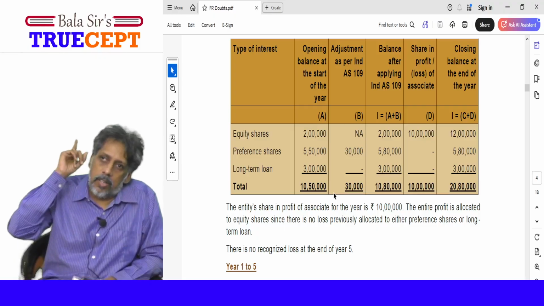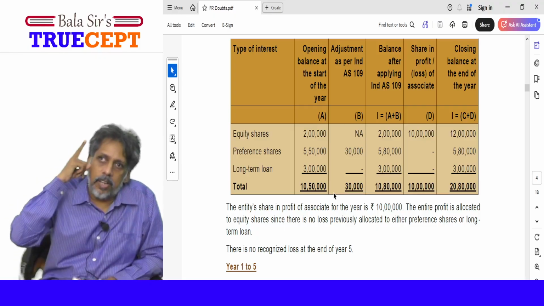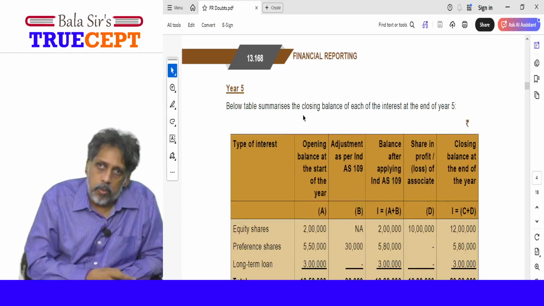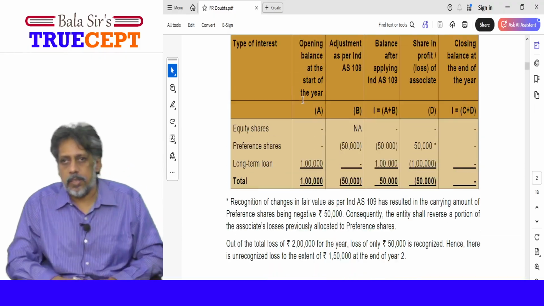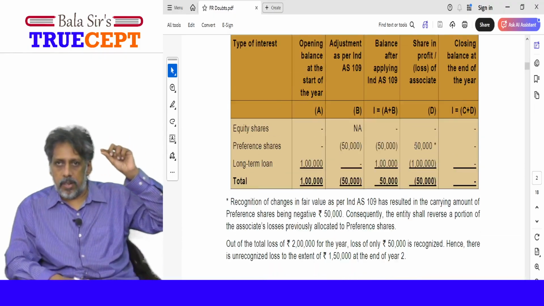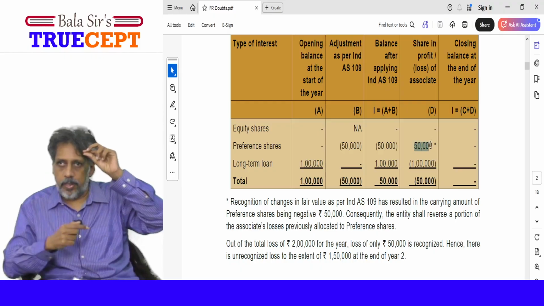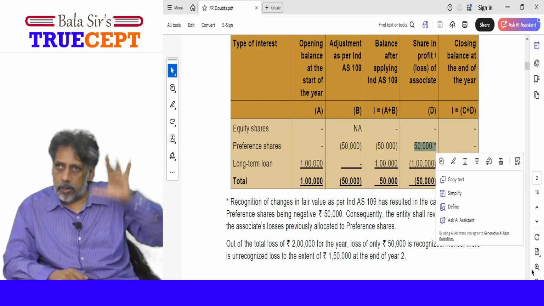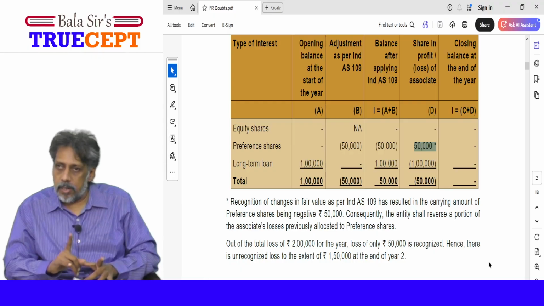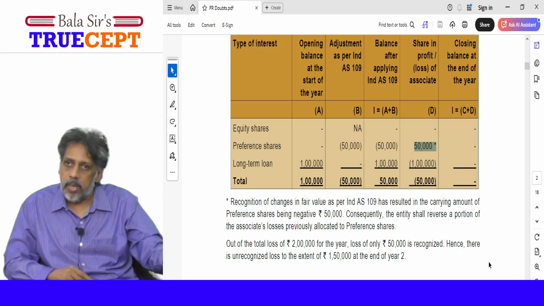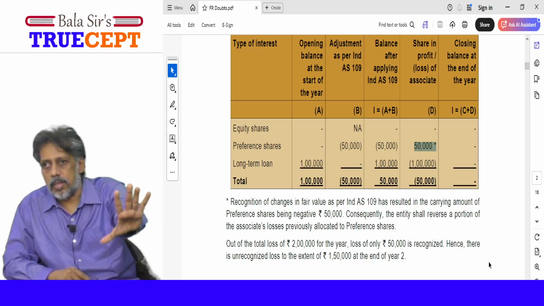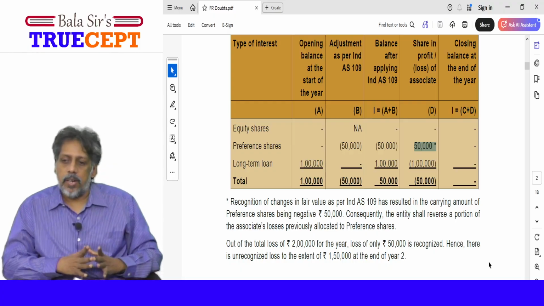So guys, here the most difficult thing is in year 2. Just go to year 2. In year 2, you should understand how the preference shares are counted. Preference opening is nil and decrease by 50,000, right? If you do that, it will turn negative. For that, the loss earlier assigned to preference should be reversed. That's the only crux, okay? So guys, please go ahead and go through this example before the examination.